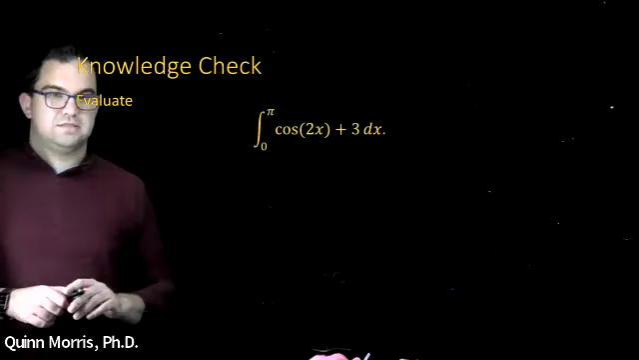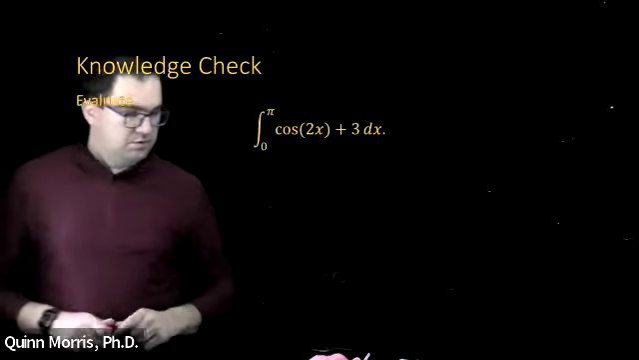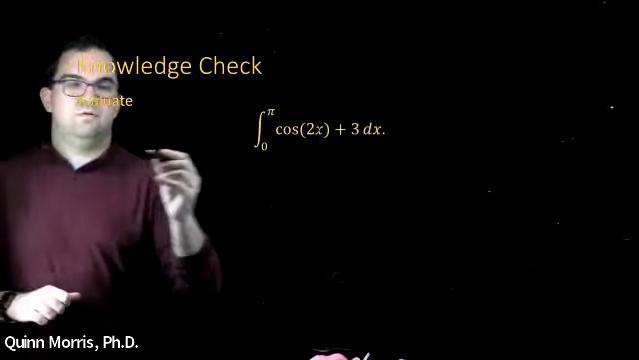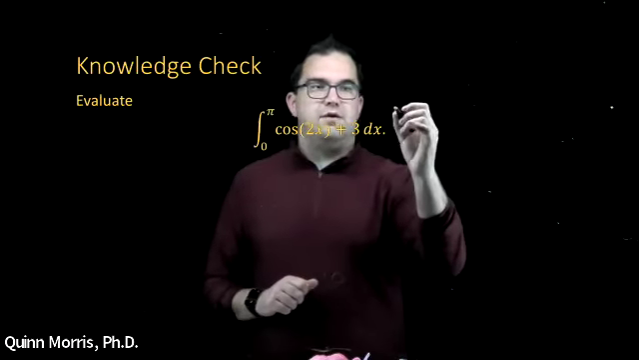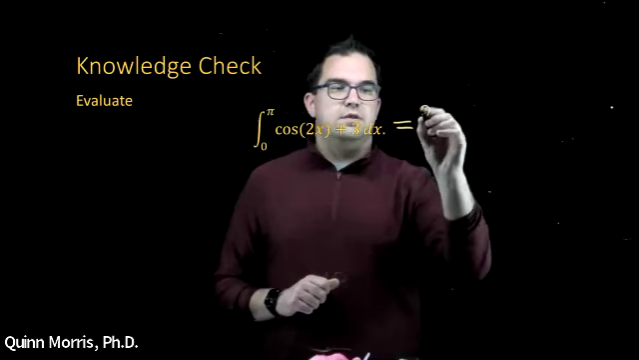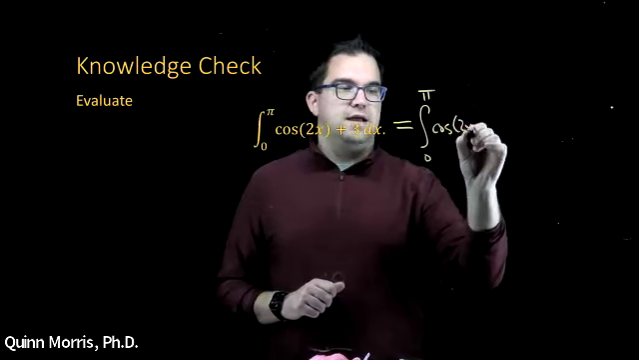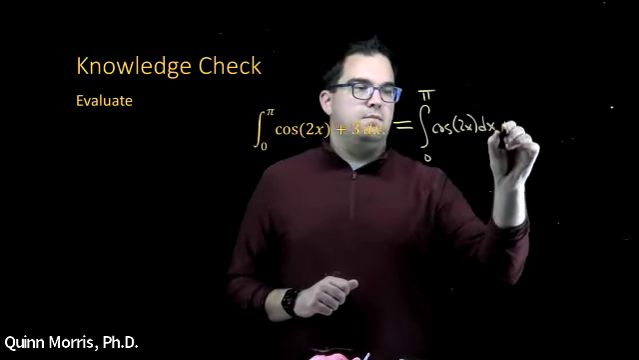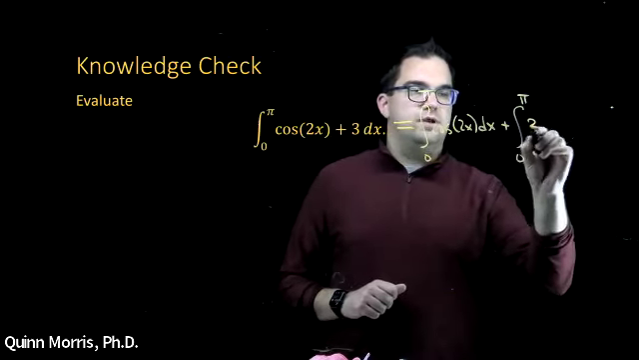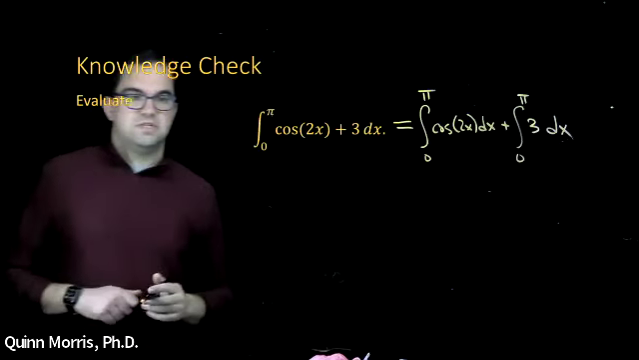Now, in this case, we again have an integral of a sum. It would probably be nice to break that integral up. So we can think of this integral, in fact, maybe I'll just write it off to the side here. We can think of this as being equal to the integral from 0 to pi of cosine 2x dx plus the integral from 0 to pi of 3 dx. Okay. Now again, we'll take each of these parts in turn.